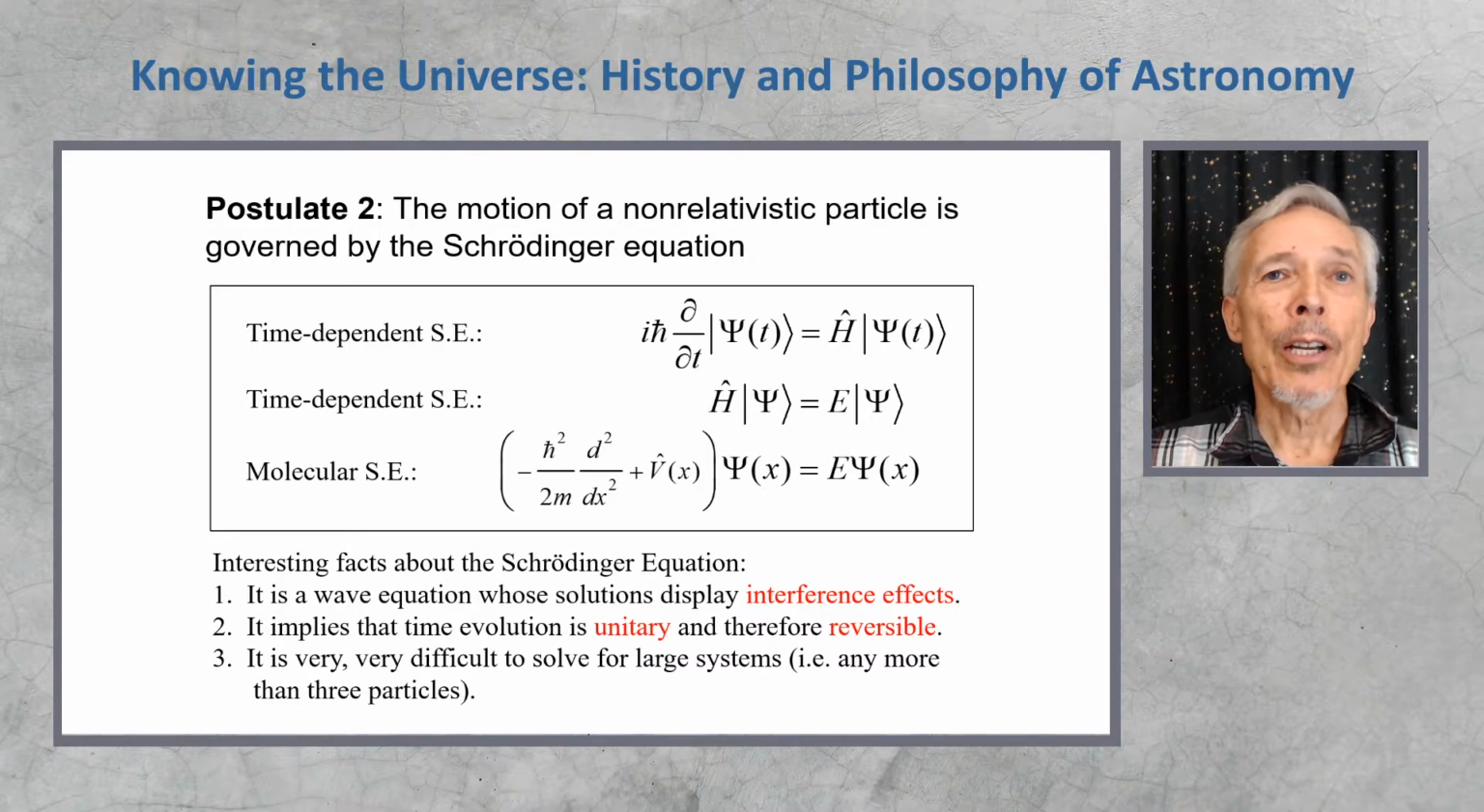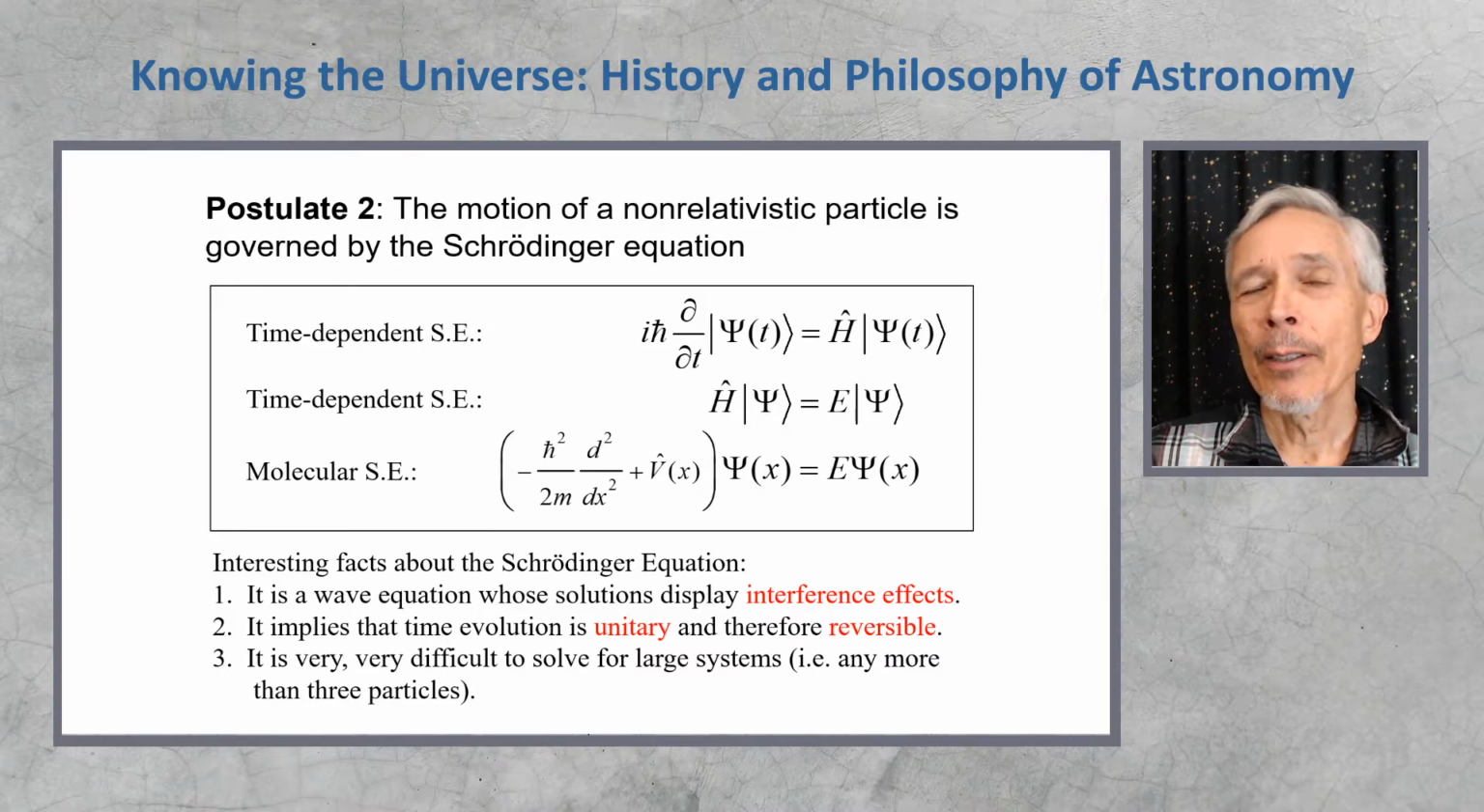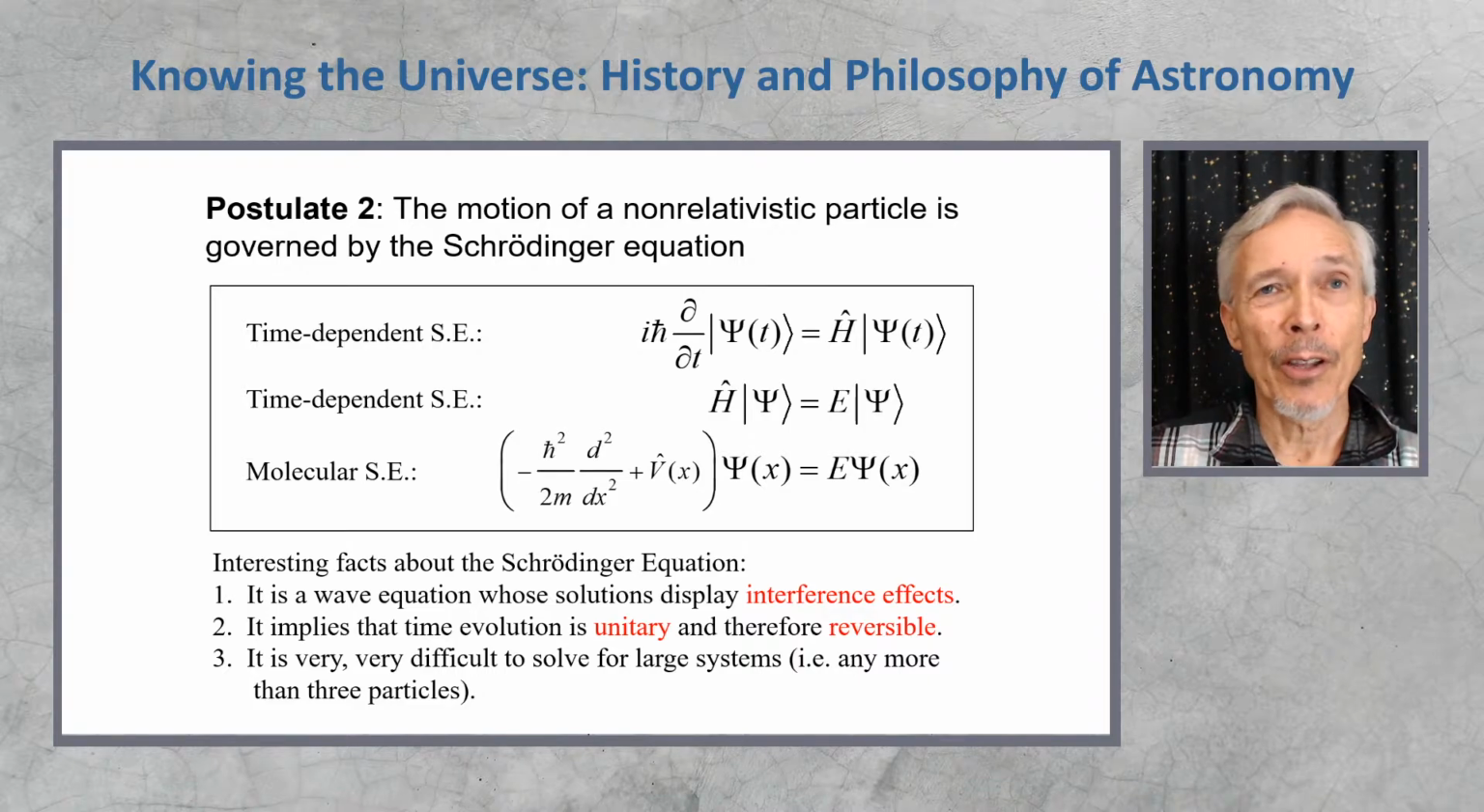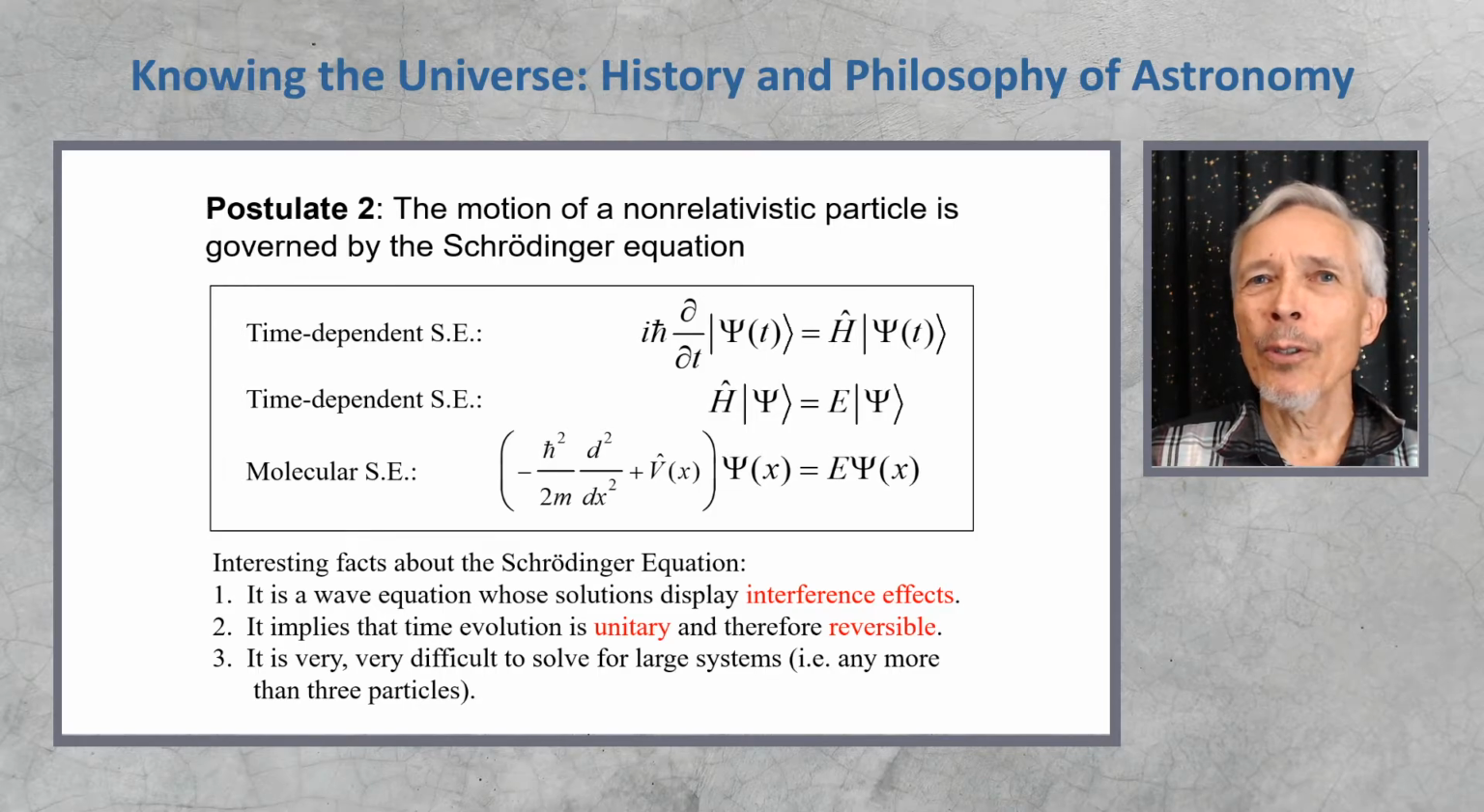The Schrödinger equation is a wave equation whose solutions display interference effects. That's interesting because it means that particles can interfere with each other. We tend to think of particles just colliding with each other or not colliding, end of story. But since particles can be waves too, they must have wave-like properties, including interference.